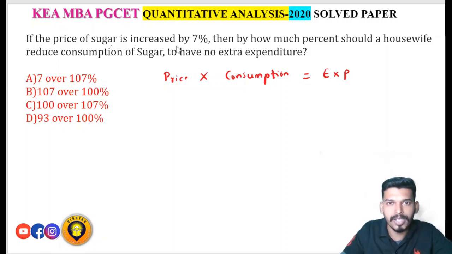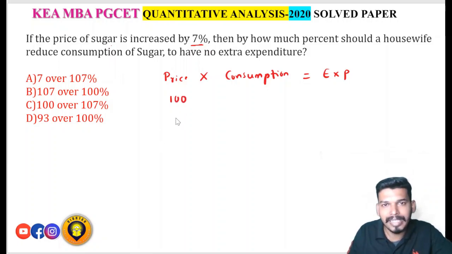Illi price of the sugar is increased by 7%. Andre let's suppose 100 rupees ittu anta ankonna price of the sugar. 7% increase aitu andre ivaga price eshtu aitu 107 rupees. Okay, hagidre by how much percent should a housewife reduce the consumption of sugar to have no extra expenditure? Illi expenditure same barbeku.